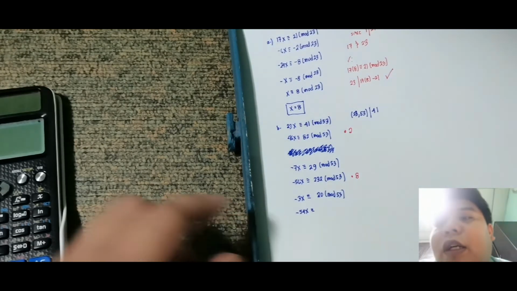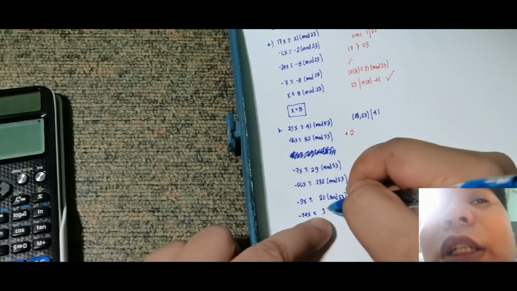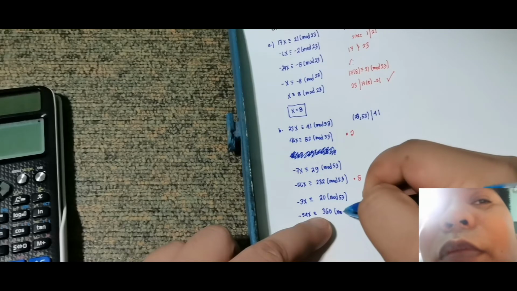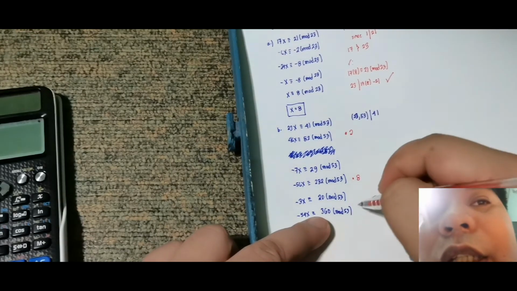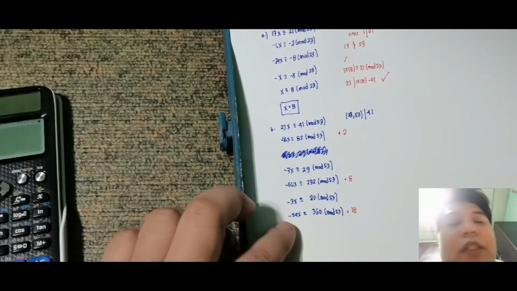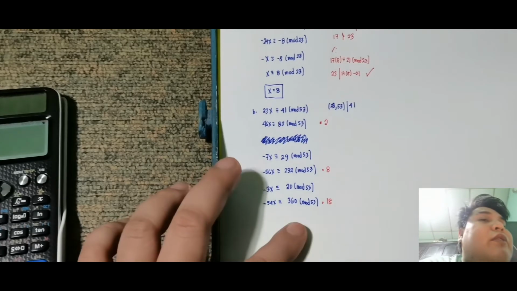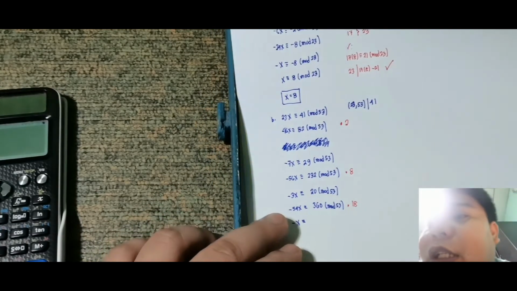Congruence to ilan yun? 360, kasi 18 times 20 is 360 mod 53. Okay, then i-multiply ko siya by 18. Okay, in this case malapit na siya. Okay, so dito malapit na siya. Sir, bakit malapit? Isa na lang yung kulang niya. So this is negative x congruence to, anong gagawin natin kay 360?